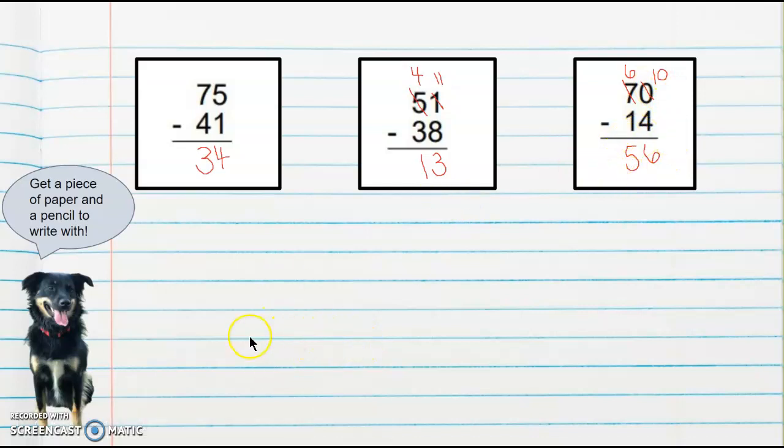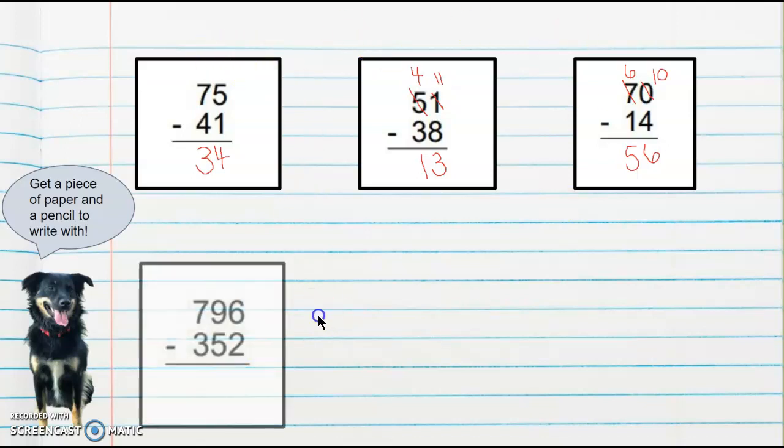Okay? Now, all of these were done with 2-digit numbers. Now we're going to go through some with 3-digit numbers. So now I want you to pause the video here and go ahead and stack your numbers. I want you to write 796 minus 352. Pause the video here and write that on your paper. Whenever you are ready to solve, go ahead and play.